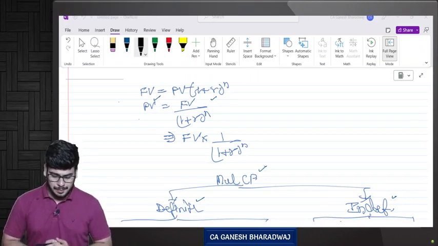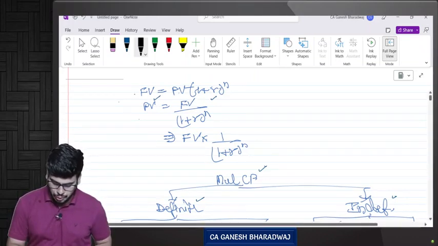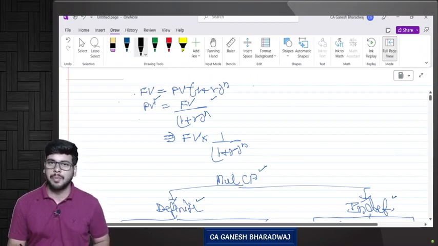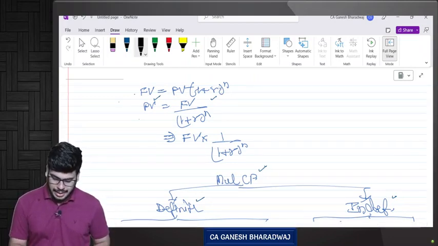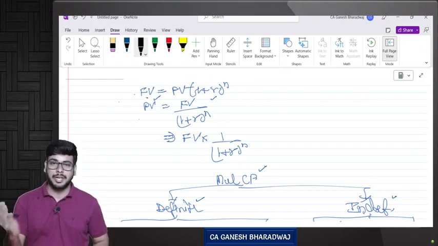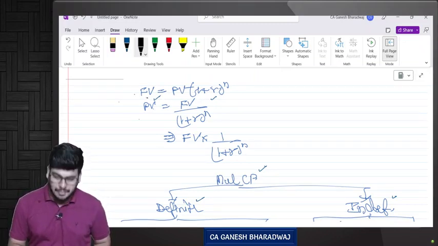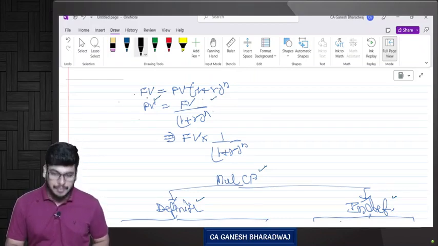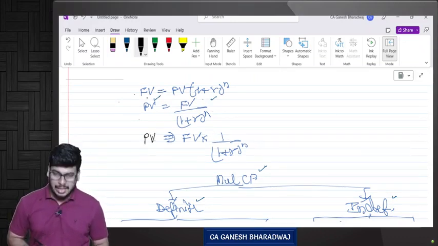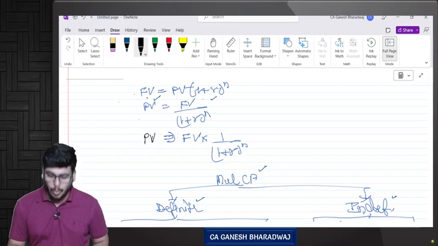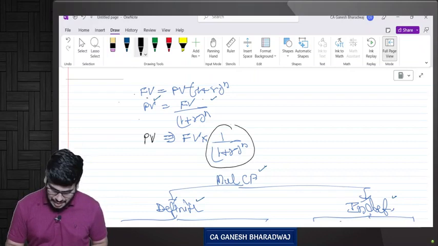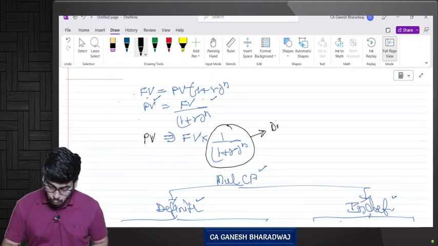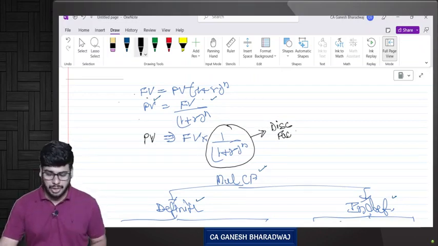In the previous session, we saw that future value is equal to present value into 1 plus r the whole power n. And of course, if you take 1 plus r the whole power n to the denominator of the LHS, you will get present value can be rewritten as future value divided by 1 plus r the whole power n, correct? Or you can also say that present value is equal to future value into 1 by 1 plus r the whole power n. You are just splitting it. And this 1 by 1 plus r the whole power n is called as what? It is called the discount factor. All these things we saw in the previous session.